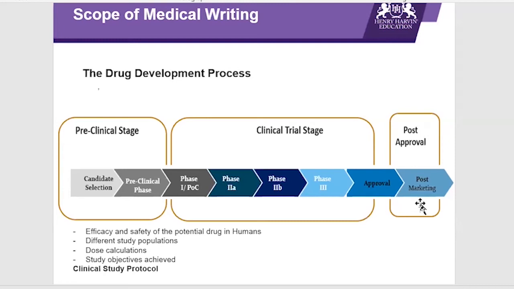So again, here, what should a medical writer do? Here we have a concept of aggregate reports such as periodic safety reports. Have you heard of this? PSURs and DSURs and all these. So there is a set of documents that a medical writer is involved in developing in the post-approval phase as well.